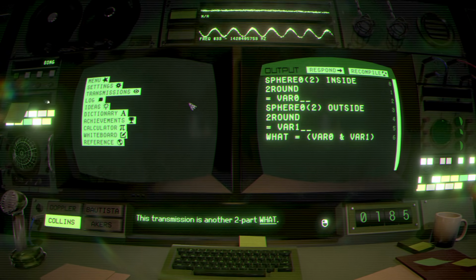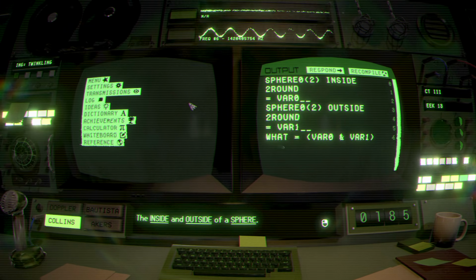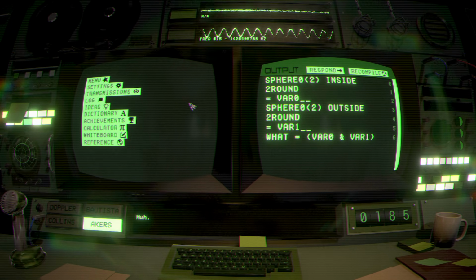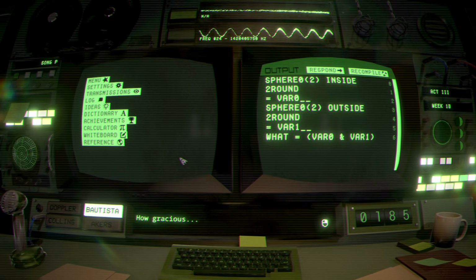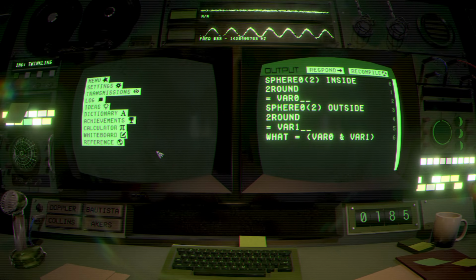Transition is another two-part what? Not a fan of those. No brute forcing. What are the two parts they're looking for? Inside and the outside of a sphere. Yeah, the radius of 2. What makes you think it's 2? Yeah, yeah. Guess the number, and by we, I mean Dr. B's. How gracious. Okay, that makes sense to me. That definitely makes sense to me.